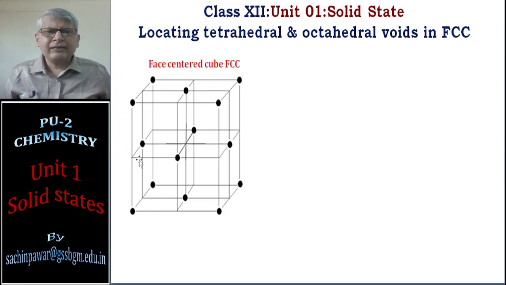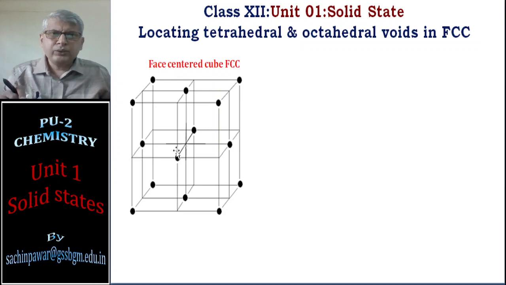Now for finding the tetrahedral and octahedral voids you require the number of particles present in that unit cell, and for that we have already learnt a formula. To find the number of particles in the unit cell, we have 1 by 8 into the number of corner particles, plus 1 by 2 into the number of face centered particles, plus 1 if there is one body centered particle. We have that formula.